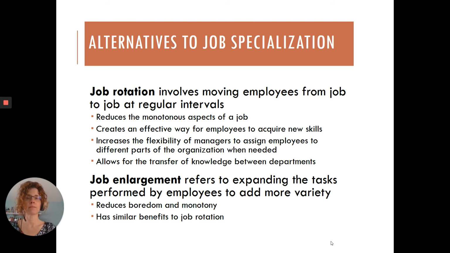Another way of dealing with too much job specialization is what's known as job enlargement. Here, what we basically do, let's say instead of the person having 3 boring tasks to do, now they have 6 boring tasks to do. So we add to the variety of tasks. This, at least theoretically, reduces boredom and monotony and basically has the same benefits as job rotation.